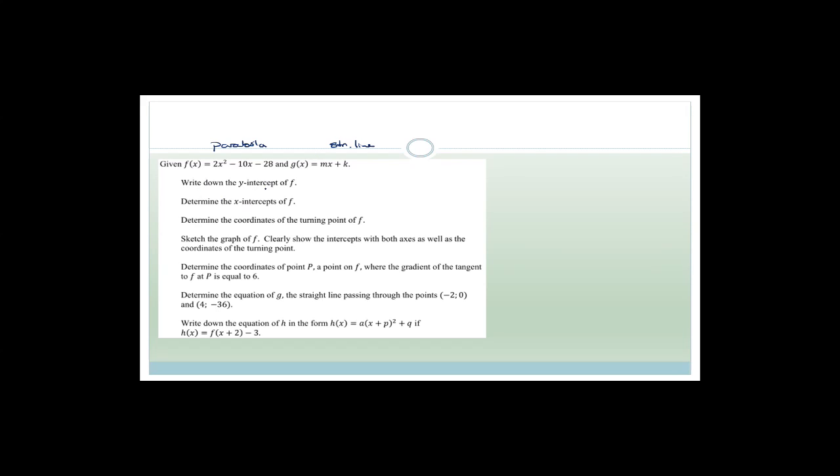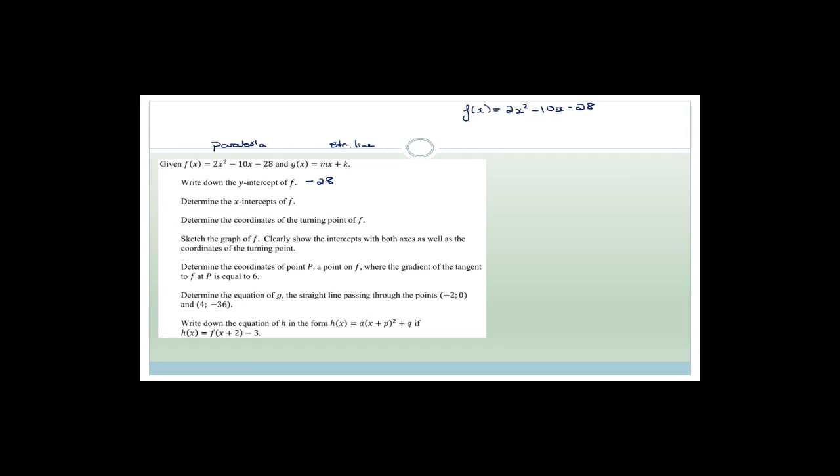Okay. Now it says write down the y-intercept of f. Well, that's pretty easy. That's going to be minus 28. It's always a constant. Now it says determine the x-intercept of f. So what do we need to do? The x-intercept of f, obviously, what we need to do is we need to factorize this. Okay, so f of x is equal to 2x squared minus 10x plus 28.